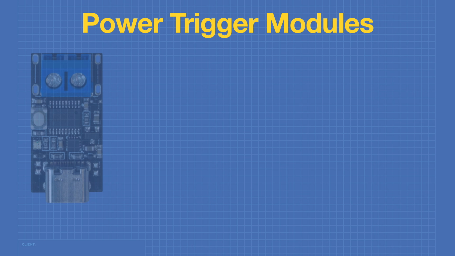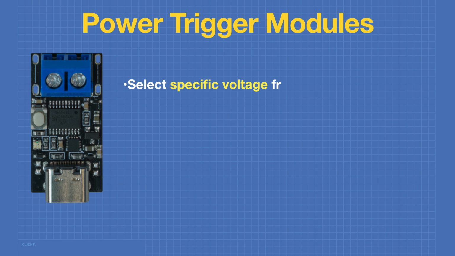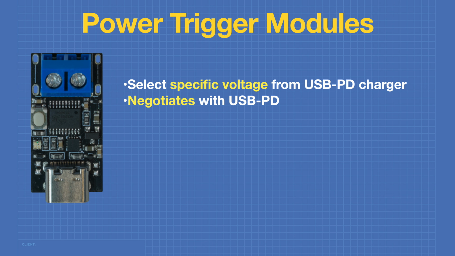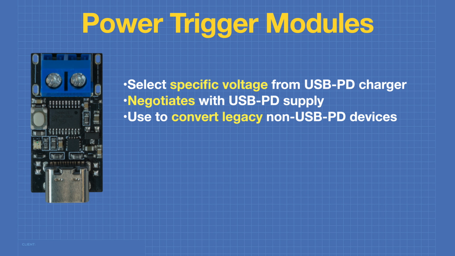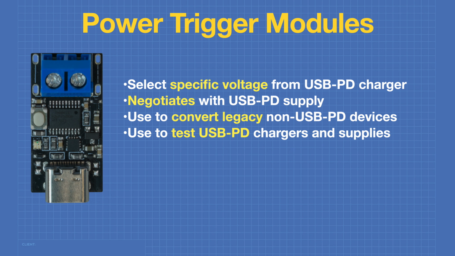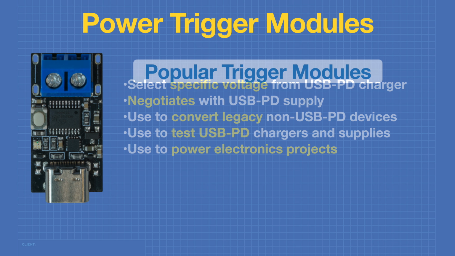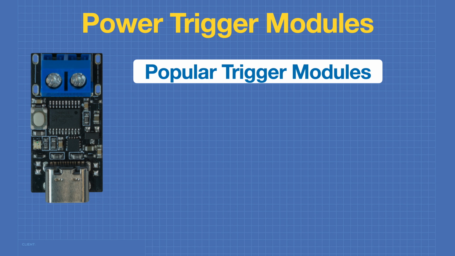Power trigger modules are devices that can select a specific voltage from a USB PD charger. These modules perform the negotiation with the USB PD power supply. You can use these modules to convert legacy non-USB PD devices to USB PD. You can also use these modules to test USB PD chargers and supplies. And of course, we can use them to power our electronics projects. There are many power trigger modules available. Here are a couple of popular ones.